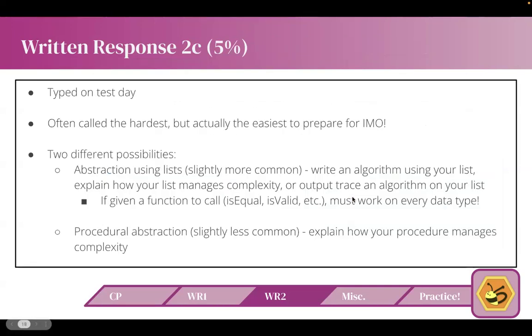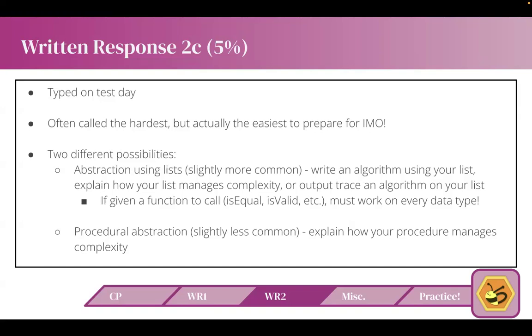All right, 2C. A logic error would just be the program still running but doing the wrong thing. Exactly. Yep. All right, so, 2C. This is often called the hardest response. In my opinion, you can actually prepare for this the easiest, and you'll see how.